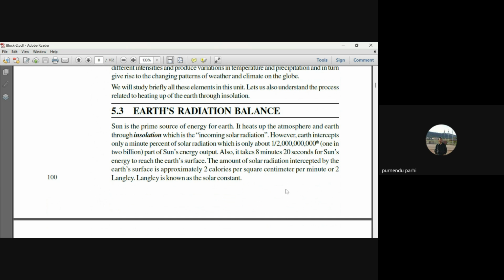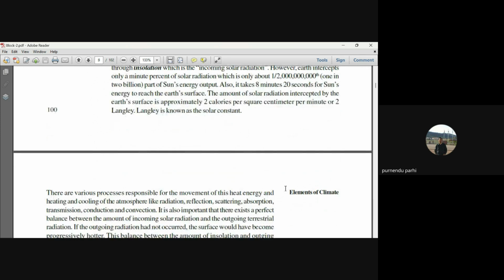Also, it takes 8 minutes 20 seconds for the Sun's energy to reach the Earth's surface. The amount of solar radiation intercepted by the Earth's surface is approximately 2 calories per square centimeter per minute, or 2 Langley. Langley is known as the solar constant.